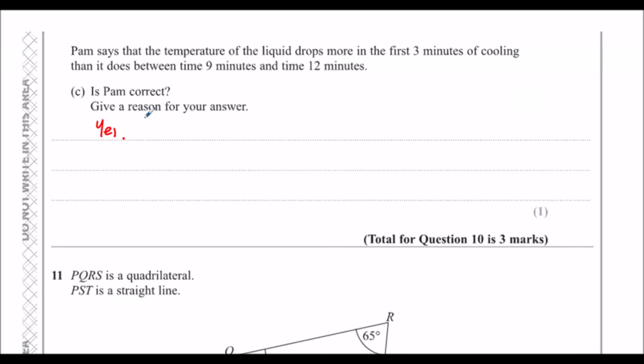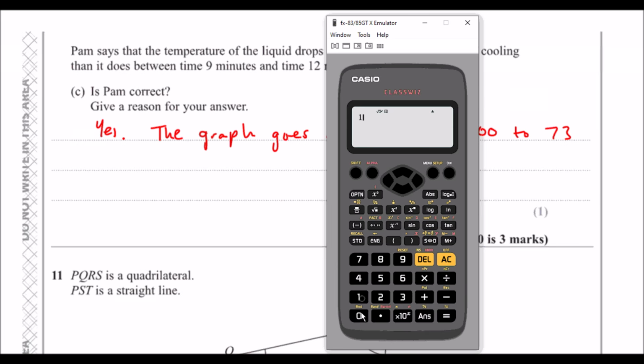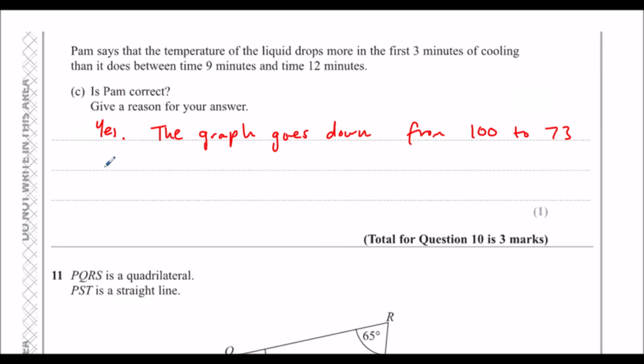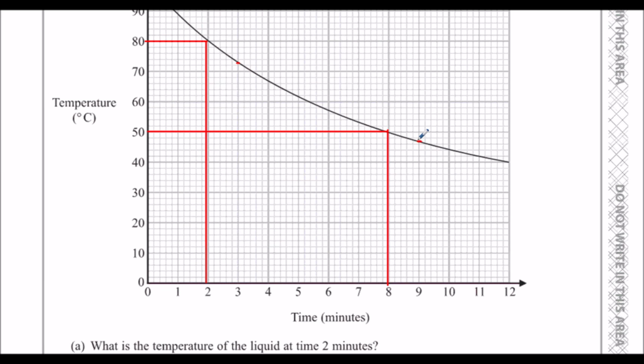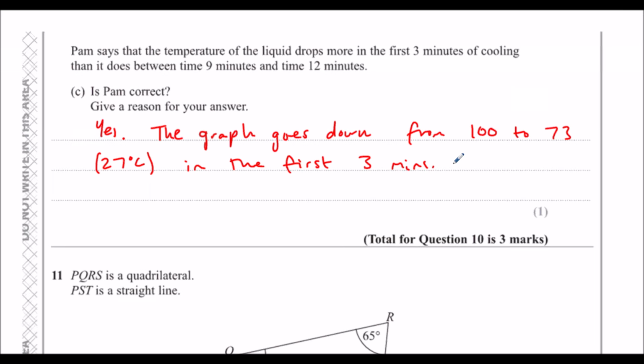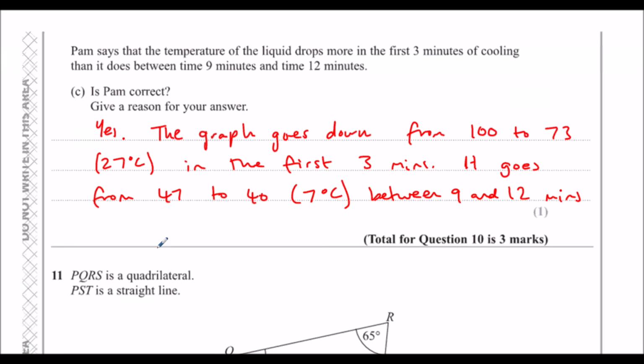So yes, the graph goes down from 100 to 73, 27 degrees in the first 3 minutes, and only goes from 47 to 40, which is 7, between 9 and 12 minutes. So 27 is bigger than 7.